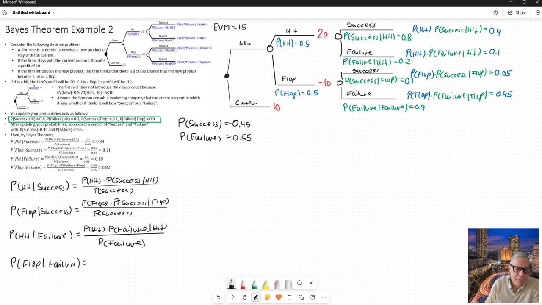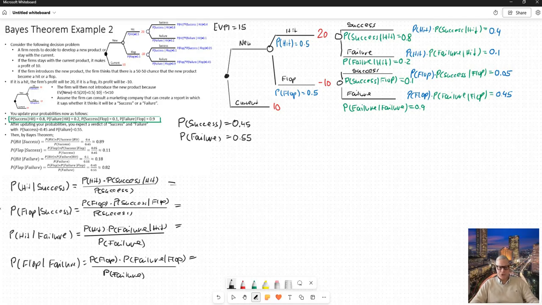And the last one is the probability of flop times the probability of failure given flop over the probability of failure. This is what you ultimately want to know. So now look at what you want to know. You want to know what's the probability of hit.